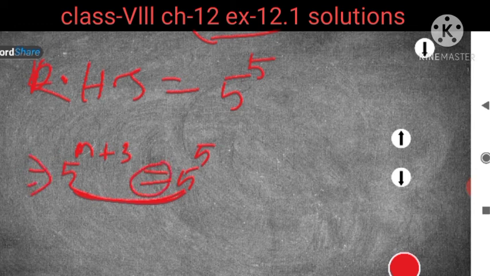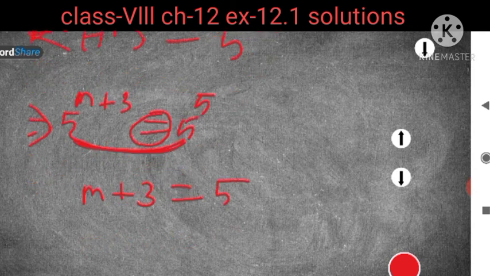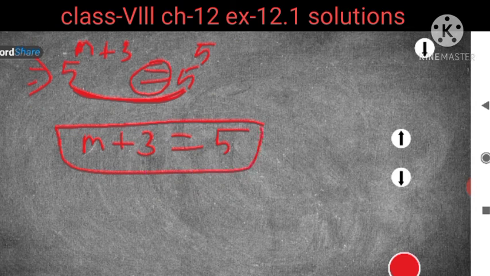What does equal mean? Equal means the value will be equal. So the base is 5, then the power will also be equal. So what is the power here? m plus 3. m plus 3 is equal to 5, isn't it? So we got this equation, m plus 3 is equal to 5. Now let us solve this equation.